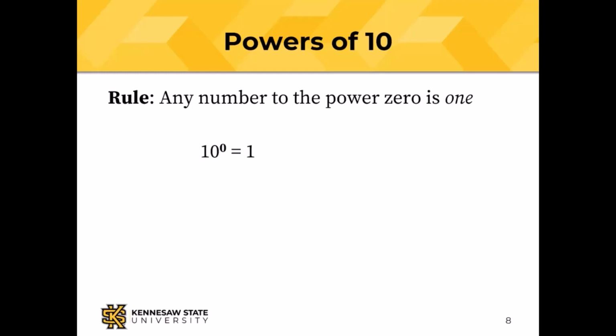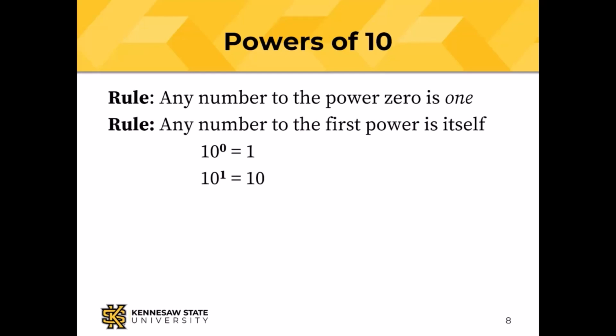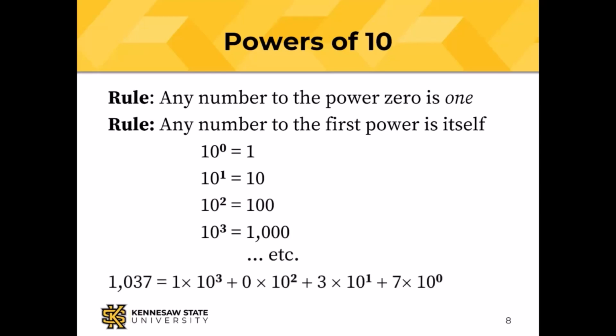Interestingly, 0 to the power 0 is 1. That rule is completely general. Any number to the power 0 is 1. The second rule is any number to the first power is itself. So 10 to the 0th power is 1, and 10 to the first power is 10. And that's true. It doesn't have to be 10. It can be any number, just like the rules say. And then we can go on up. 10 squared is 100, 10 cubed is 1,000, and so on.